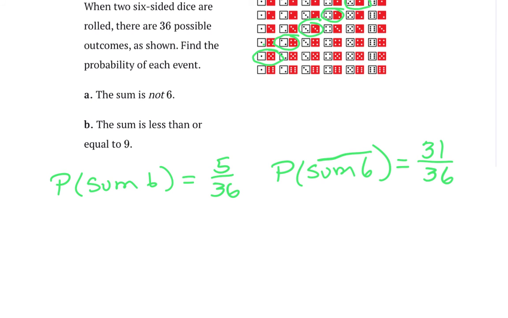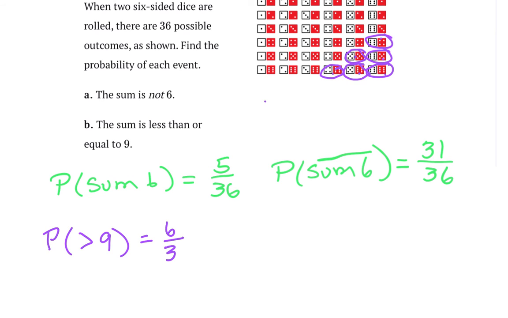What's the probability that the sum is less than or equal to 9? Well, I could count all of the sums that are less than or equal to 9. There's a smaller number that's greater than 9. So if I count those, I've got them circled here in purple. There's 1, 2, 3, 4, 5, 6. The probability that it's greater than 9 is 6 out of 36.